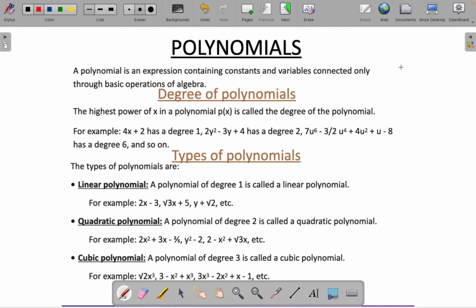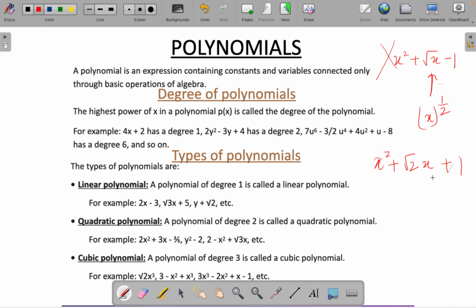But let me show you this example. Suppose I take an example x square plus root x minus 1. Children, this is not a polynomial. Why? Because here, when we talk about the power of x, it is 1 by 2, which is not a whole number. So this is not a polynomial. But if I take x square plus root 2x plus 1, this is a polynomial.